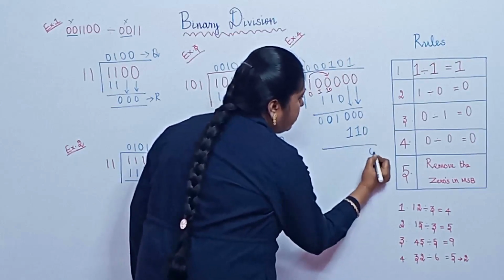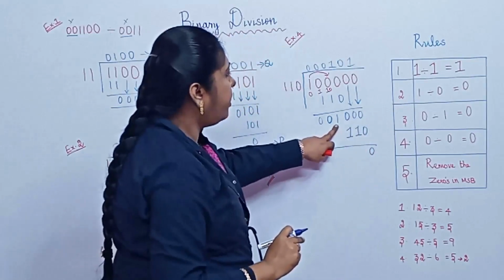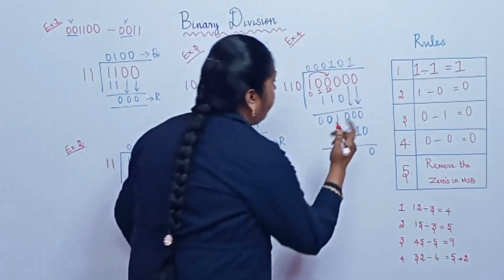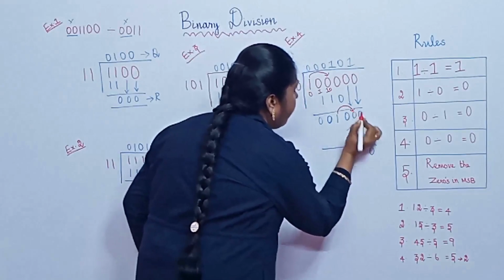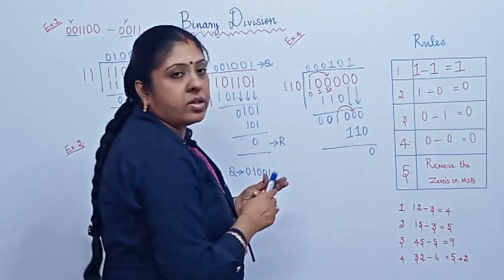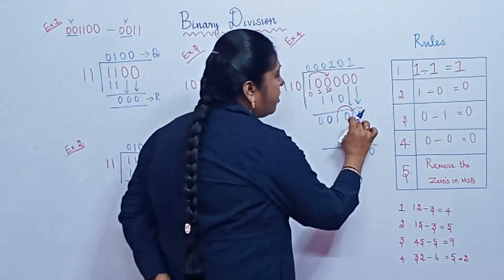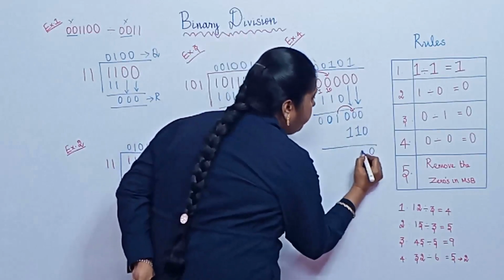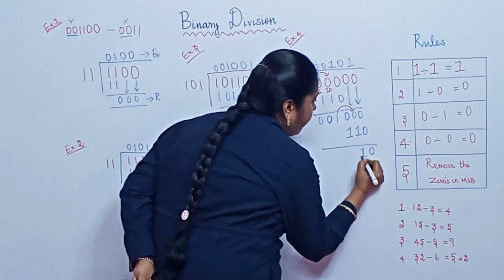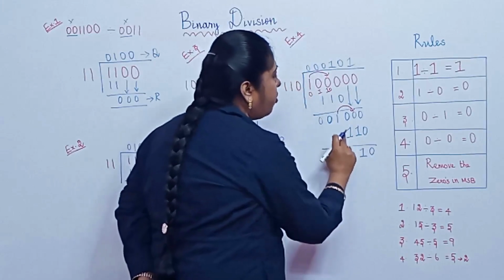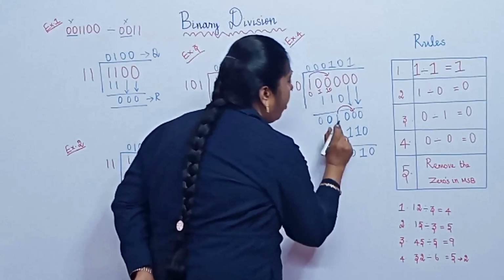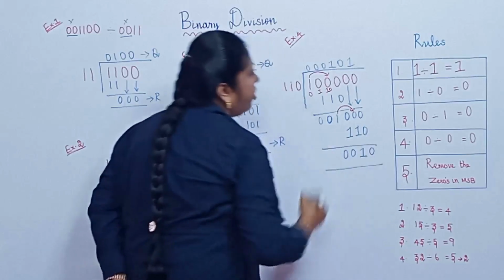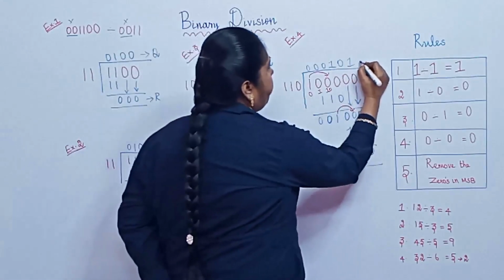Again 0 minus 0 is 0. 0 minus 1 cannot be done. Again we are borrowing from here. When borrowing from here, this 1 is shifted to this 0. So this 0 will turn to 1 0. Again I am not writing it. Just 1 0, the value is 2. So 2 minus 1 is 1. This 0 will turn to 1. So 1 minus 1 is 0. Already after borrowing this 1 turns to 0. So 0.